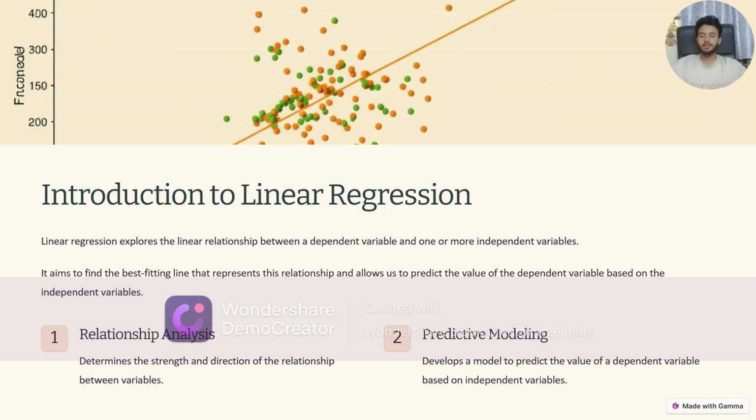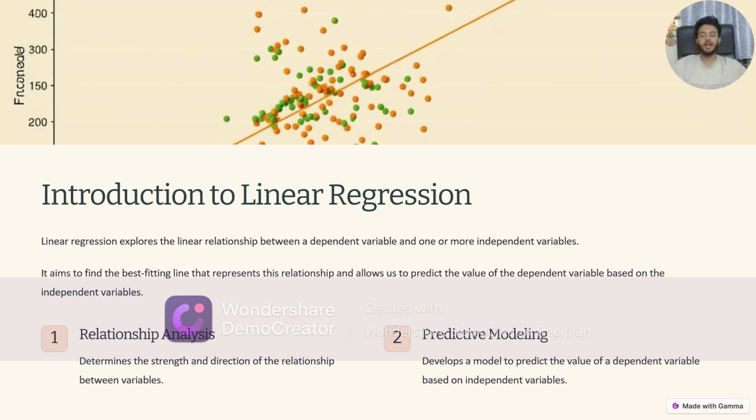Introduction to linear regression. Linear regression explores the linear relationship between a dependent variable and one or more independent variables. It aims to find the best fitting line that represents the relationship, which allows us to predict the value of the dependent variable based on the independent variables.